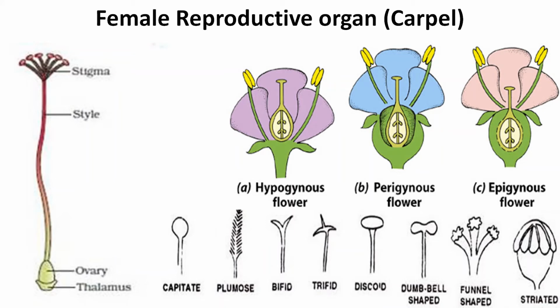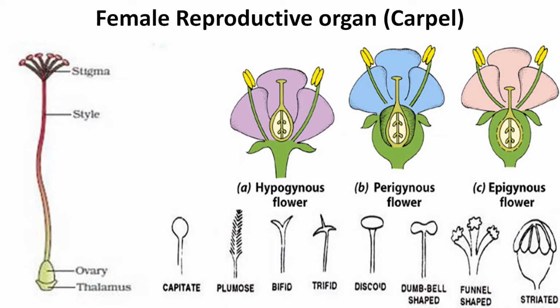So in case of hypogynous flower, the ovary occupies the highest position on the thalamus. And the other whorls, that is the stamens, petals, sepals, all are separately and successively arranged below the ovary. They are arranged below the ovary. This kind of flower is called hypogynous flower.